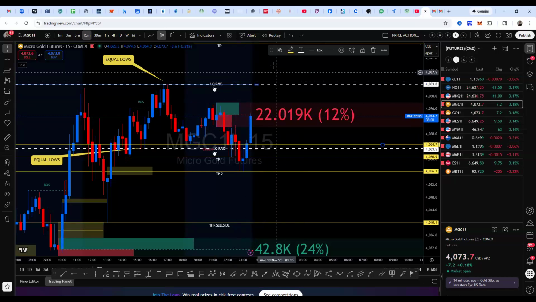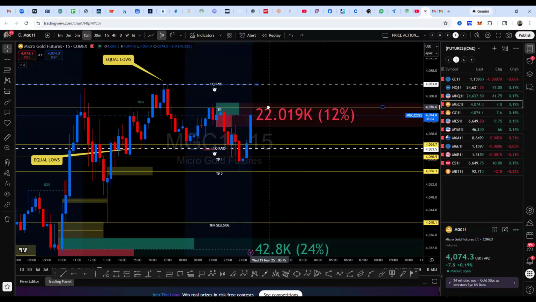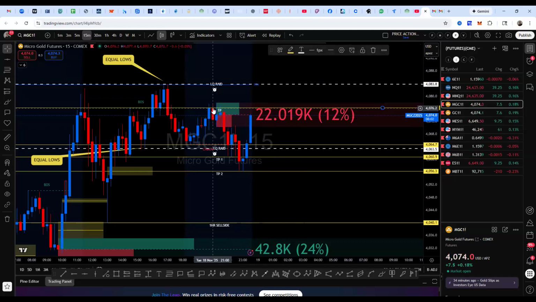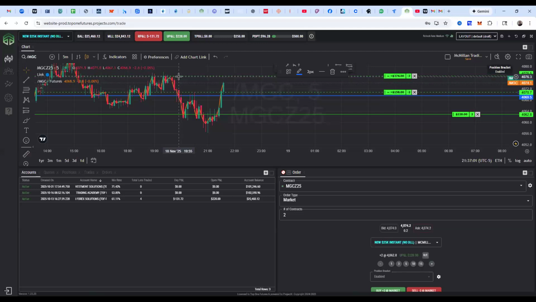I believe I decided to put the TP right here at the bottom of this field here. So we'll see if we hit the TP. I'll be right back. If we get close, I'll be there.